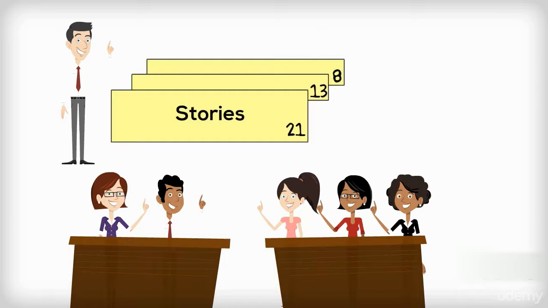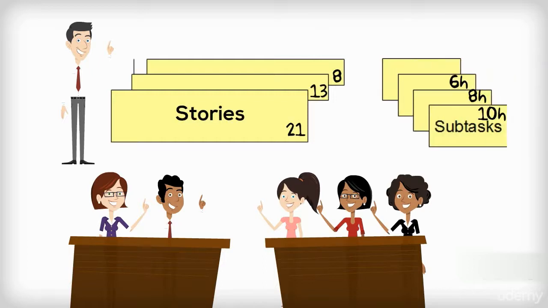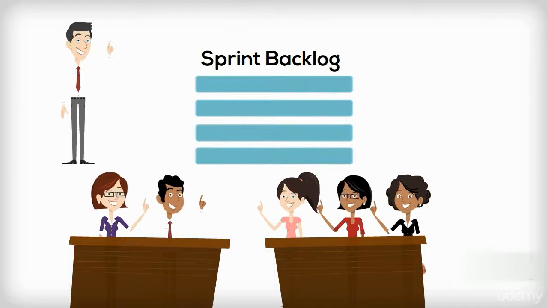The combination of stories and subtasks, all estimated, is known as the sprint backlog, and these form the work that the team will do in the sprint.